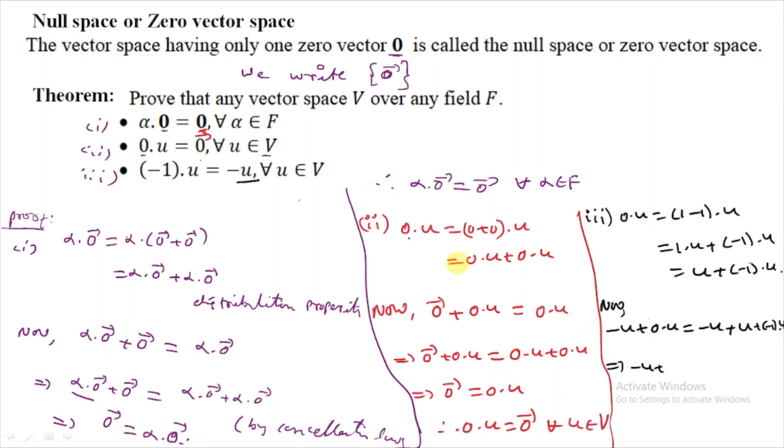What is 0 dot u equal to? 0 dot u equal to 0 vector equal to minus u plus u, where minus u is the additive inverse of u. That is again 0 vector plus minus 1 dot u, equal to minus u plus 0 vector, which is minus u, equal to 0 vector into minus 1 of u, minus 1 dot u. Therefore, minus 1 dot of u equal to minus u for all u belongs to V. So this is the third condition.